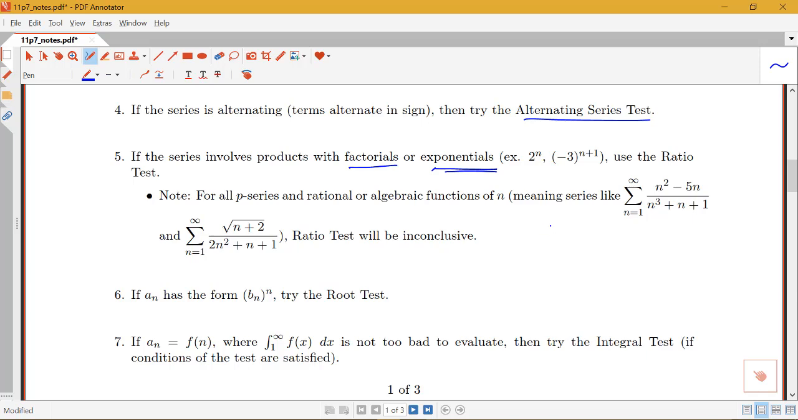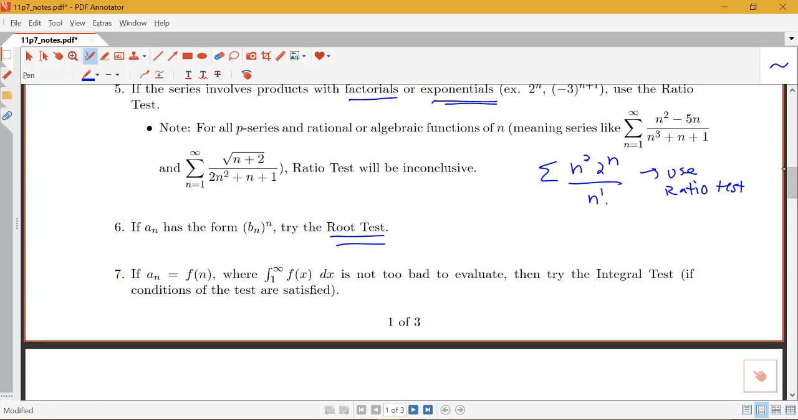But if I have some kind of powers of n times an exponential, something like this, I can use my ratio test. So powers of n by itself, ratio test won't be helpful, but if I have a product of a power of n and an exponential, a product of a power of n and a factorial, ratio test will be helpful in that case. If the terms of my series have some kind of power of n, everything's being raised to some sort of power of n, that's when we want to try the root test. And remember, root test is inconclusive when ratio test is inconclusive.